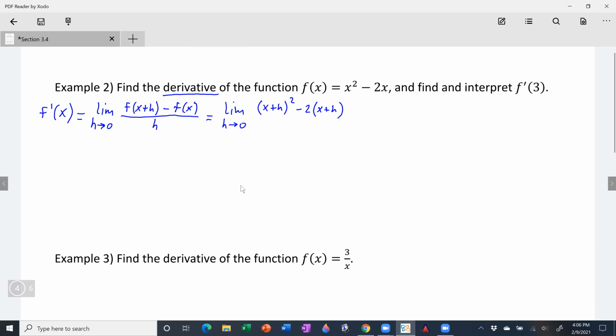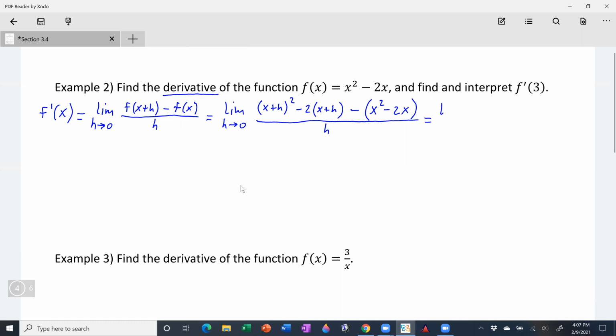Okay, so that's the first part. Then we need minus f of x. I usually like to use extra parentheses if there are multiple pieces in there. So minus f of x, which is just the function itself with x plugged in, x squared minus 2x, all over h.